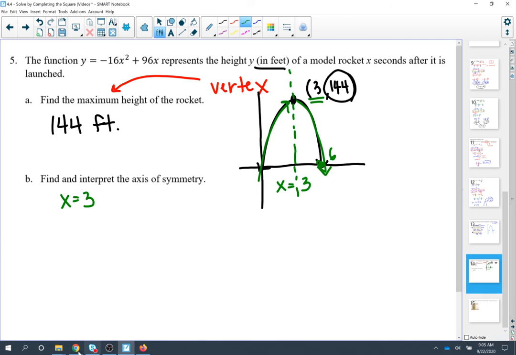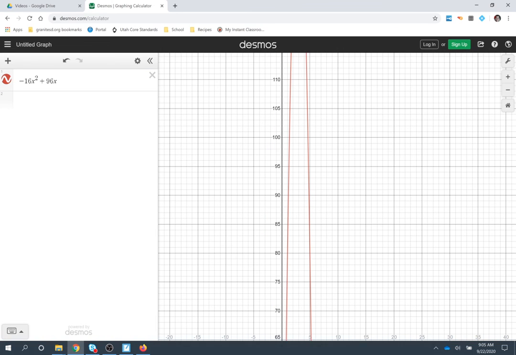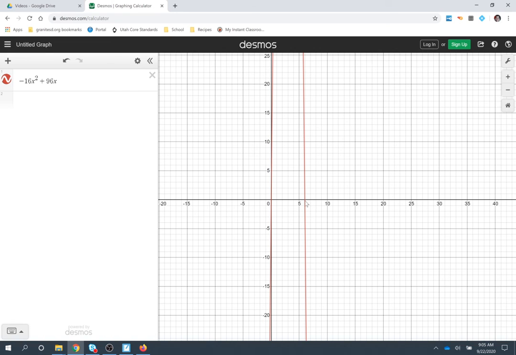if it took 3 seconds for it to reach its maximum height. If I go check that, I could come back down here and find my x-intercept. Oh, and look at that. It takes 6 seconds for the rocket to then hit the ground.